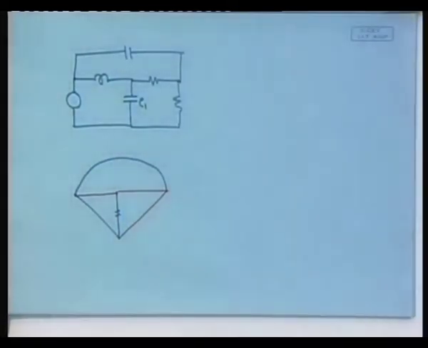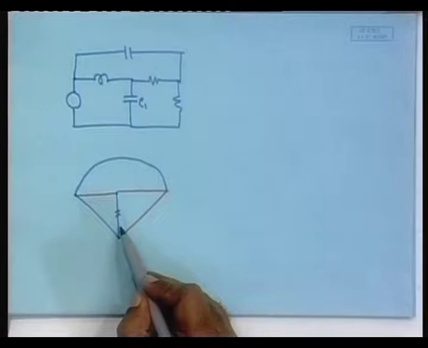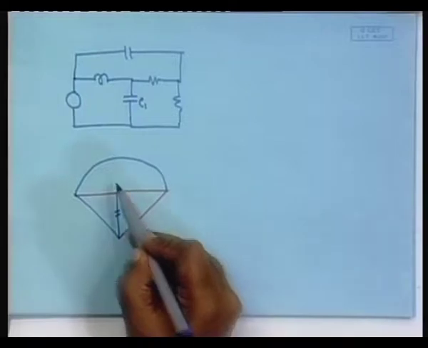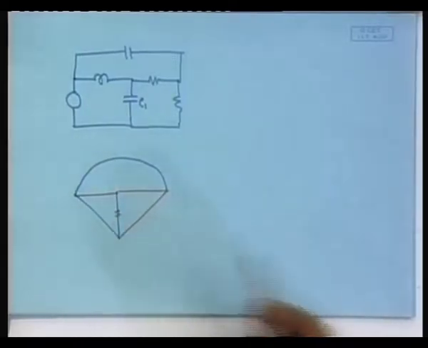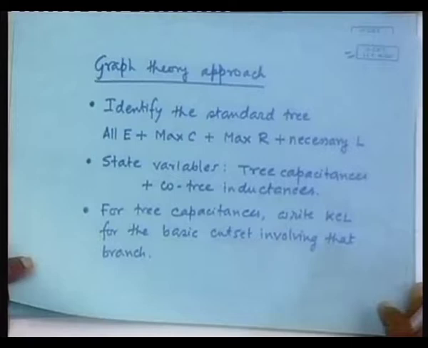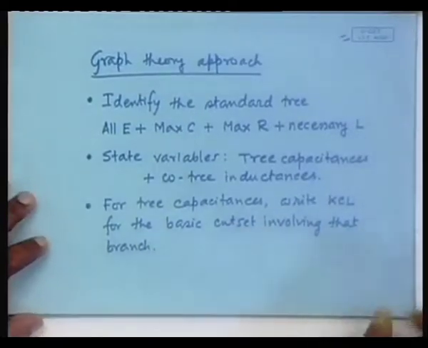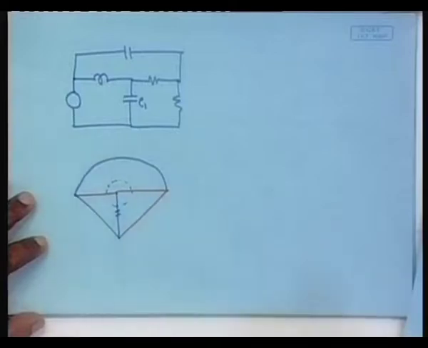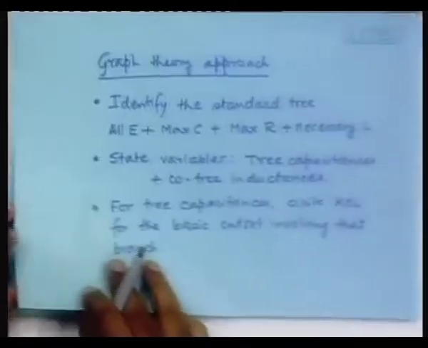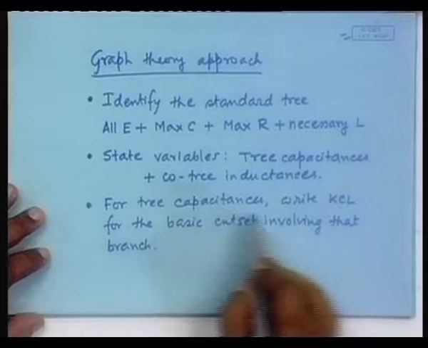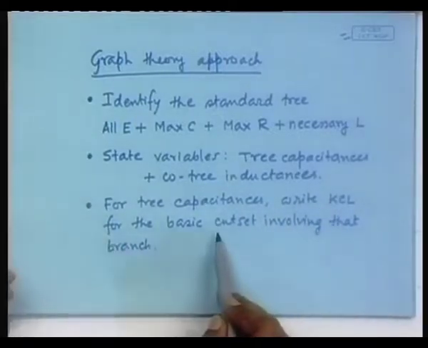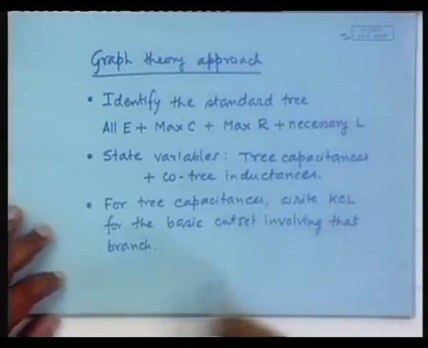So, in this case how would you cut it? You can cut it like this, you can cut it like that. So, there are various ways. Fine. So, for tree capacitances, write the Kirchhoff's current law for the basic cut set involving that branch.